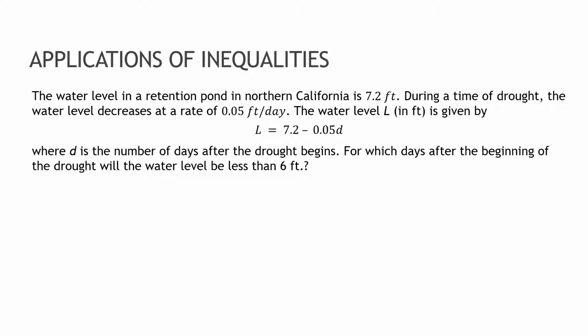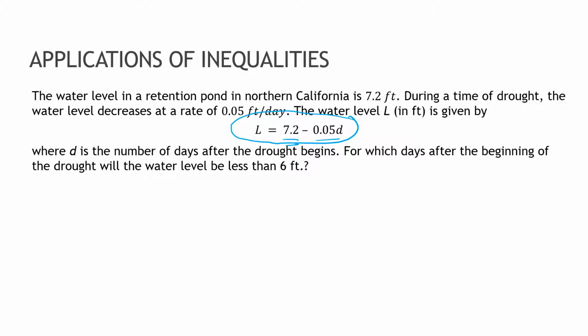Let's take a look at another one. The water level in a retention pond is 7.2 feet. During a time of drought, the water level decreases at a rate of 0.05 feet per day. And now they've been very nice and given me this function, which we honestly could have figured out ourselves. It started out at 7.2. I'm decreasing at 0.05 per day. But they did the work for me.